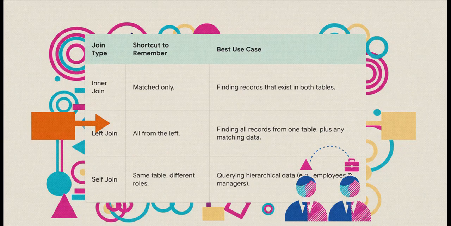And here it is, the cheat sheet you can screenshot. Just burn these shortcuts into your brain. Inner join, that's for matched only. Left join, all from the left. Self join, that's when you have the same table, different roles. If you can remember these, you will always grab the right tool for the job.